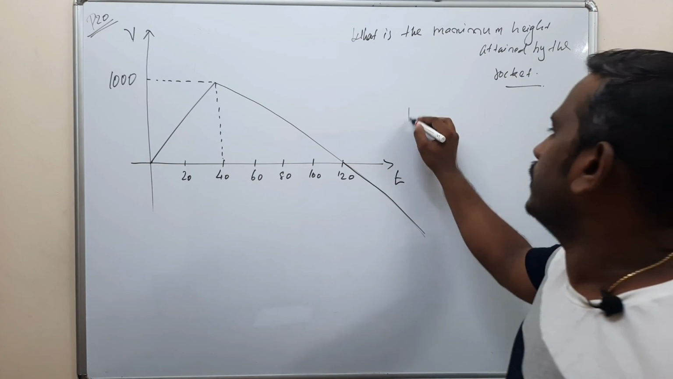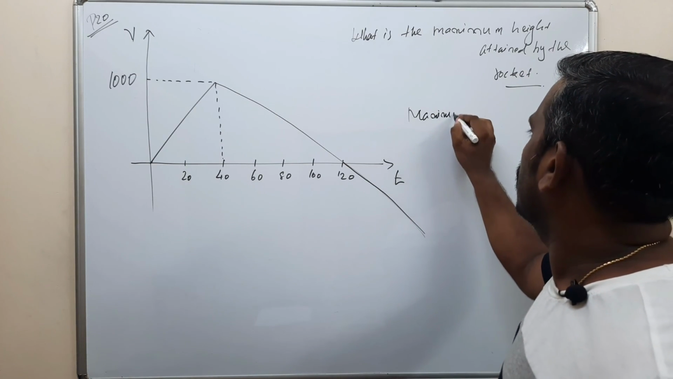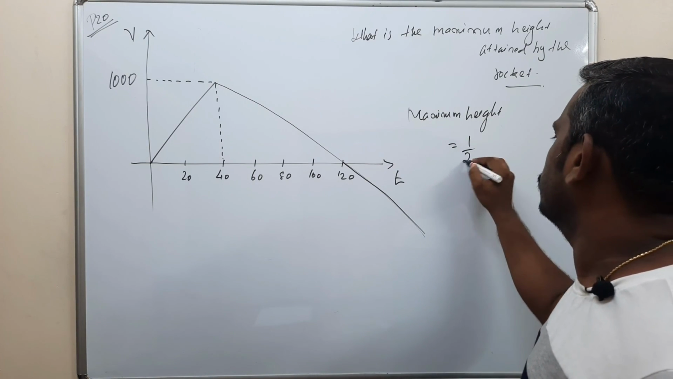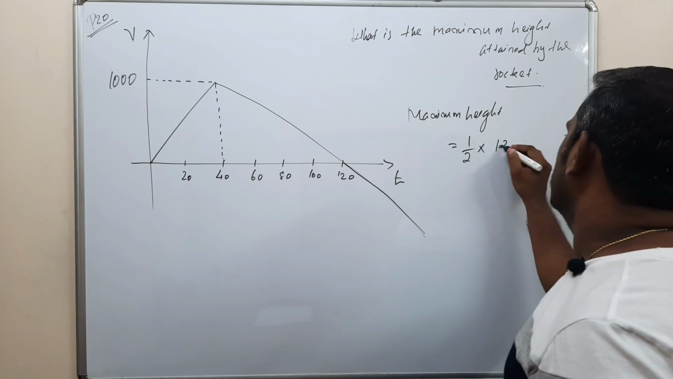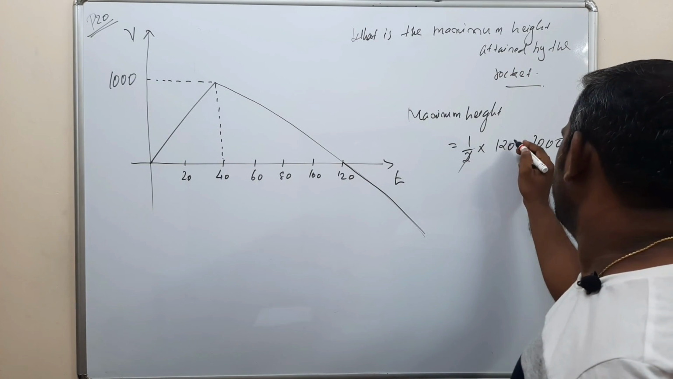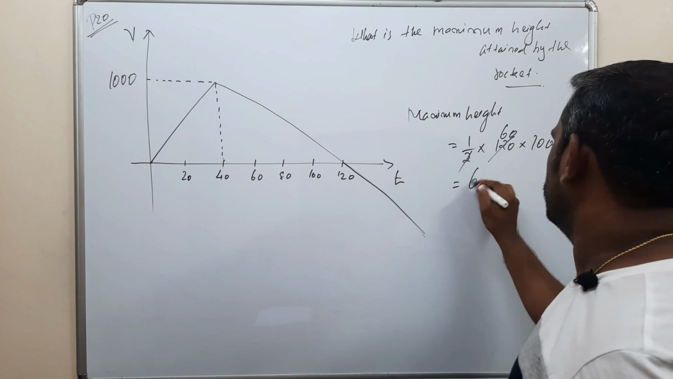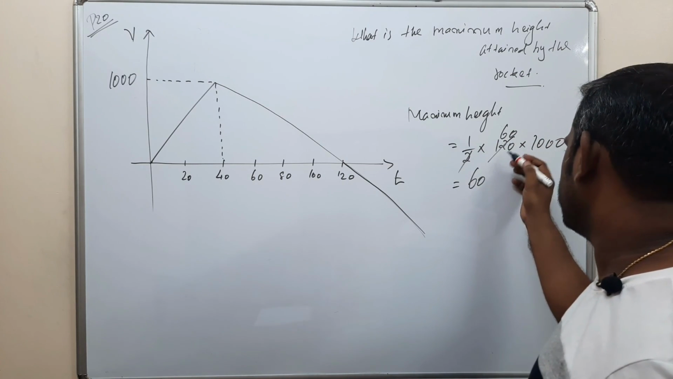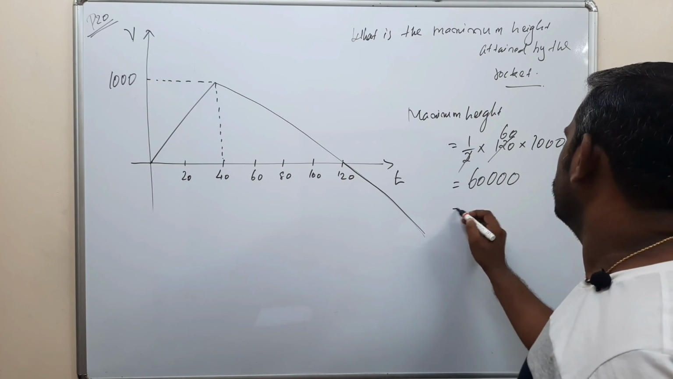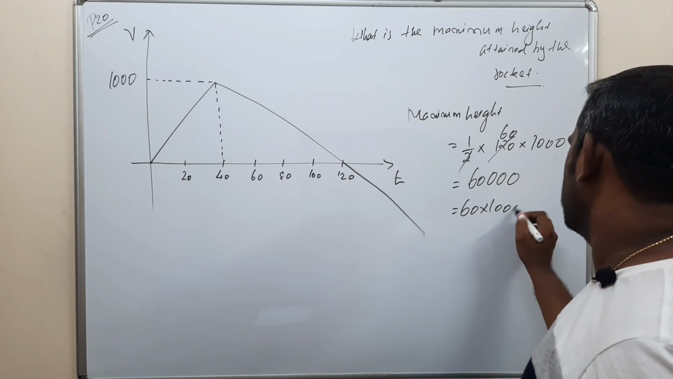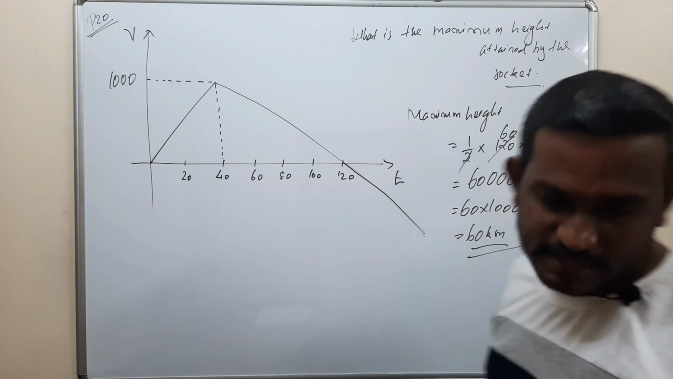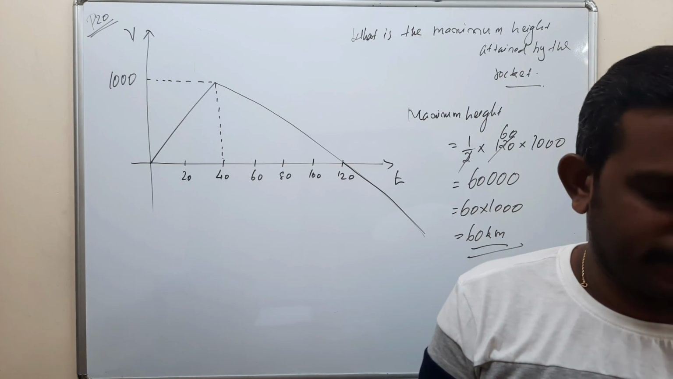Clear? So maximum height is equal to half into base, that is 120, into maximum velocity, that is 1000. So 60 into 1000, that is 60,000 meters, that is 60 kilometer. 60 kilometer is the answer.